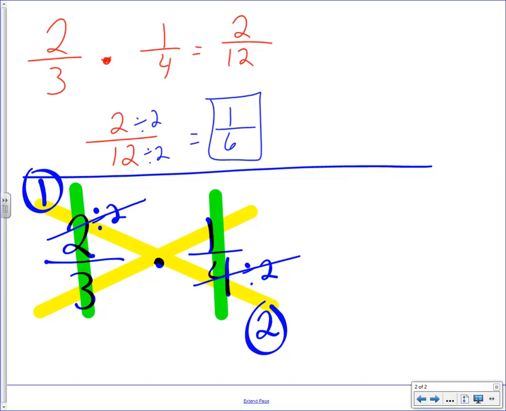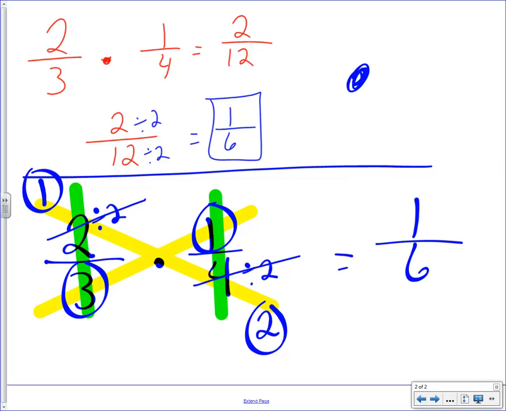So now I'm ready to go, just like I did up here at this top portion. I'm ready to multiply straight across the top and straight across the bottom. But it is very important, if you did simplify, that you know exactly what numbers you have left over. And so I've circled all of those. So on top I have 1 times 1 is 1, and the denominator I have 3 times 2, which is 6. And so I ended up with a final answer of 1/6.